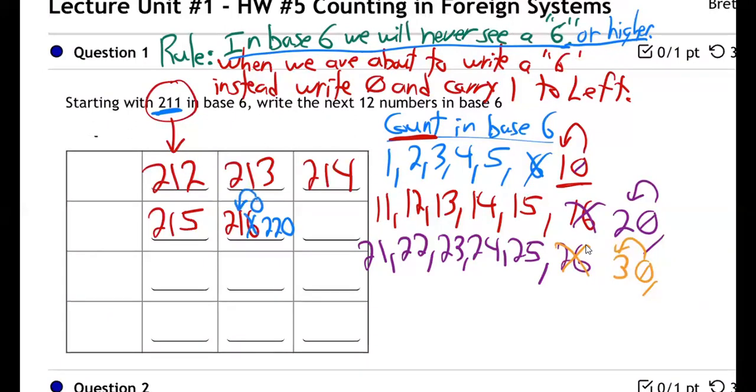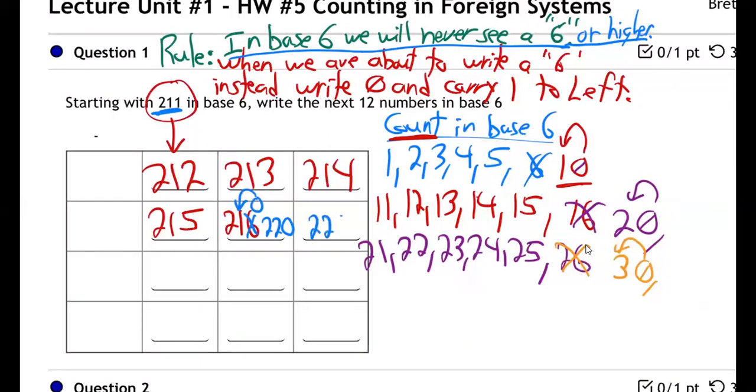You don't think about it anymore because you have it down so naturally. But you'll be teaching younger folks exactly this in our system. When we get to 10, what do we do? We write a 0 and we carry, don't we? In our system, because we have a base 10 system, we carry when we hit 10. In base 6, you carry when you hit 6. It's the same thing. It's just a different base number. All right, let's keep going.